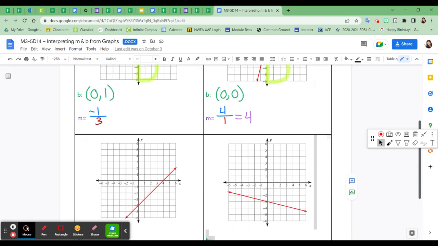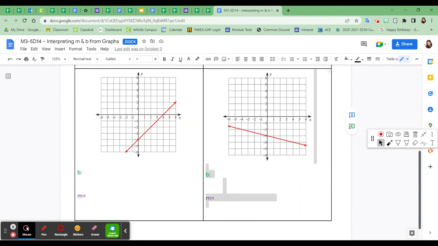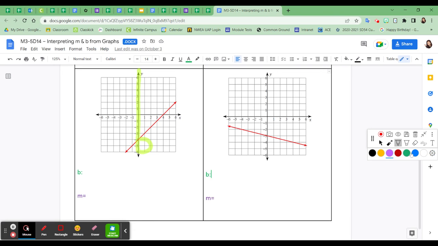Let's look at our next two. We're going to start by highlighting the y-axis to find B. Make that letter B. Go ahead and mark your point where that line crosses. And we have the ordered pair 0, -4. Next, we want to find a good point. This could be the point immediately after. That's a good point right there.